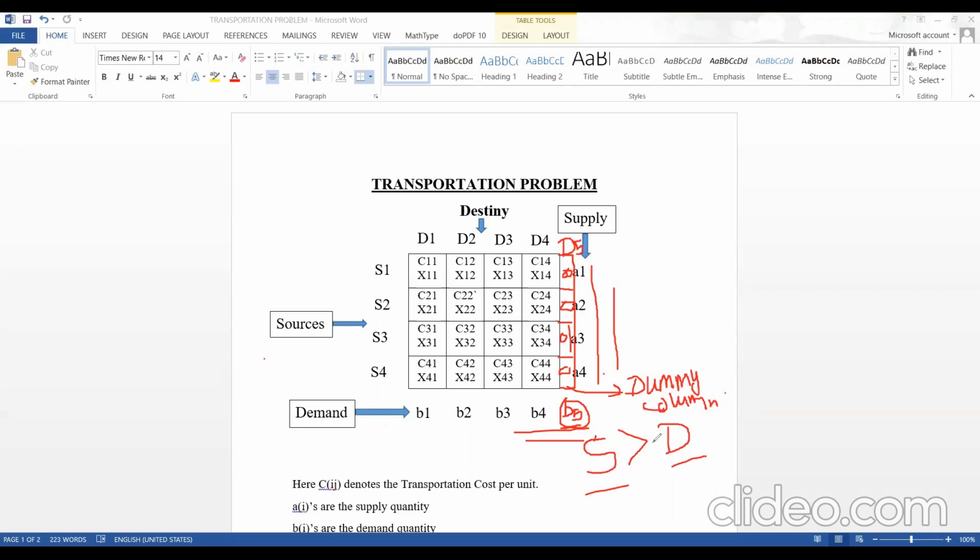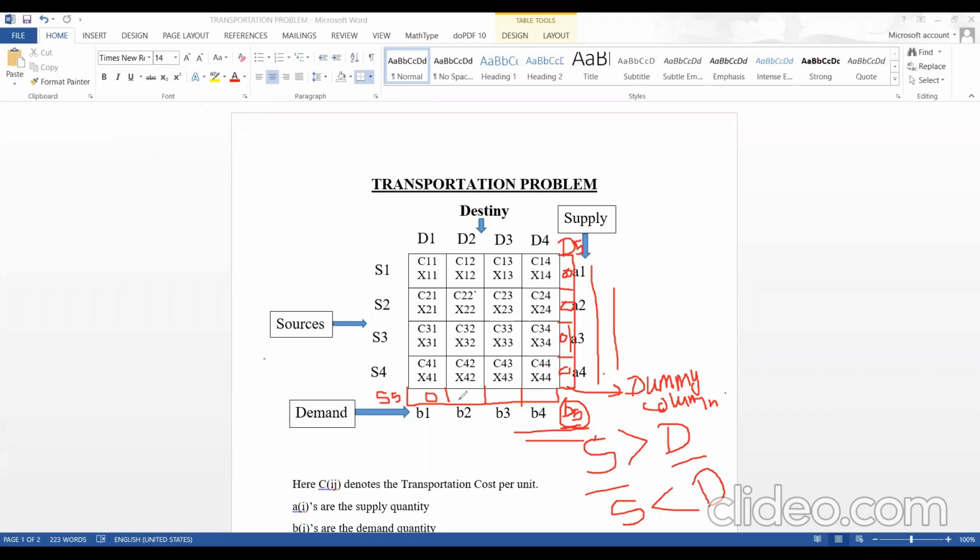Now the other case is what? When supply is less than demand. That means demand is more, but supply is less. Then in that case, in order to match up with the demand, we need to generate supply so that you can match up with the demand. So in that case, you need to insert one row. Are you getting my point? We need to insert one row here.